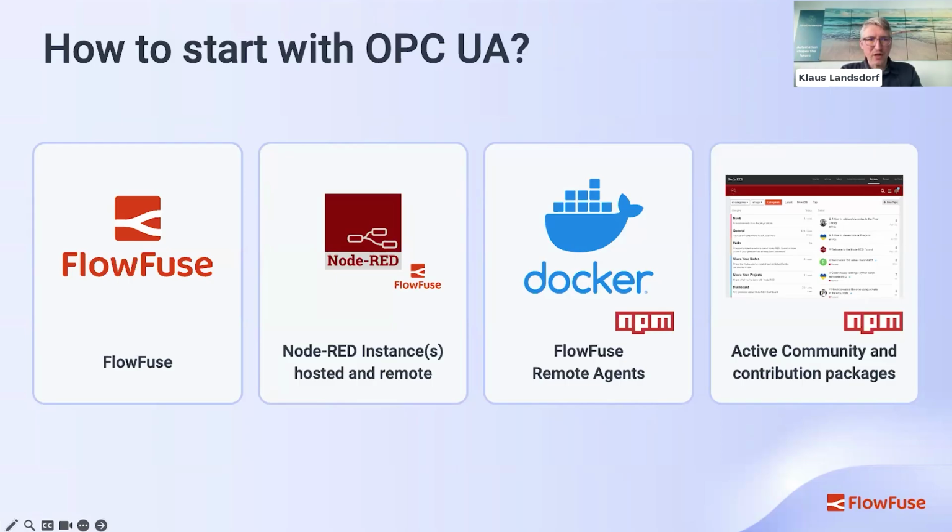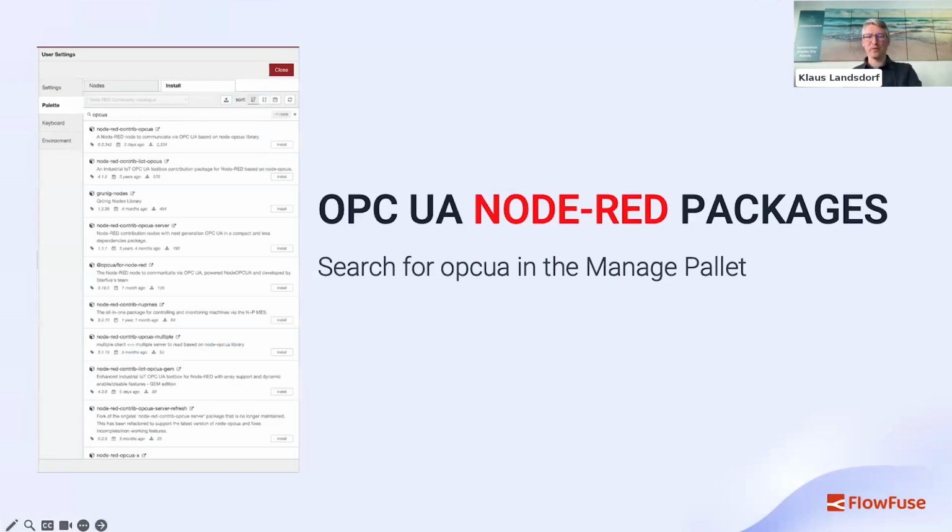So that's the way we want to start with OPC UA today, because we want to go over to some demo to play around with this. And we have it here, as you see. Maybe it's too small, I'm not sure. But if you go to the manage palette and type in OPC UA, then you see 17 packages available. Some packages are from my side, especially the Node-RED contrib OPC UA server, the IIoT OPC UA package.